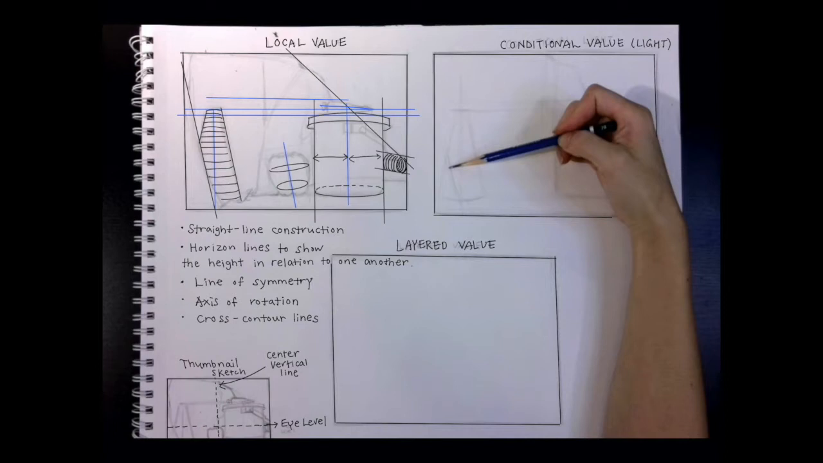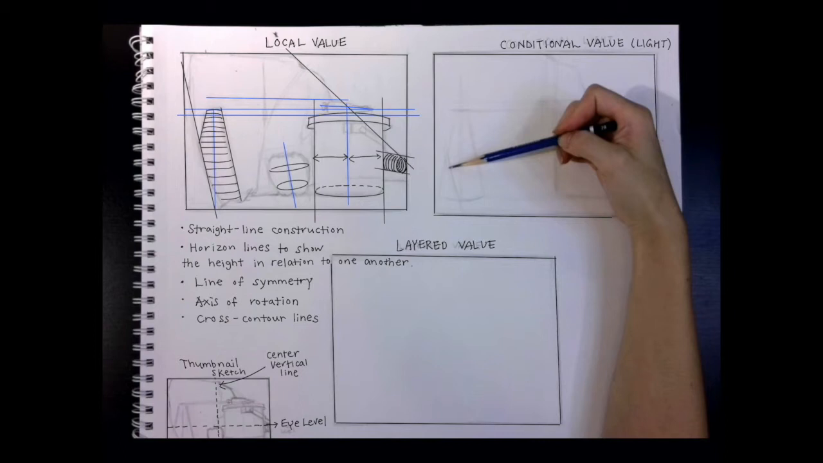In the local value thumbnail, I showed you how I created the structural lines as I was sketching the composition. You can use straight line constructions to differentiate the heights of various objects, which is the height in relation to one another, and then use the line of symmetry so that the forms are symmetrical on both sides. You can also mark the axis of rotation.